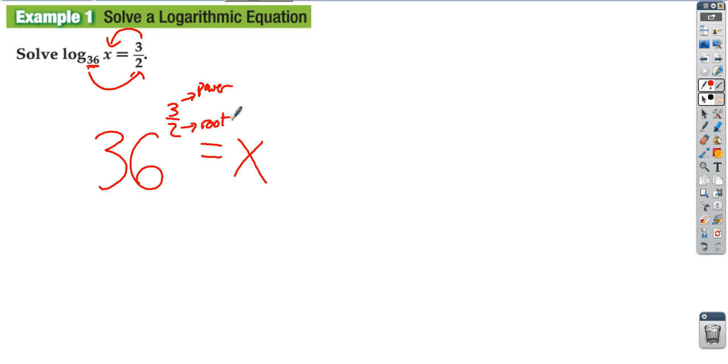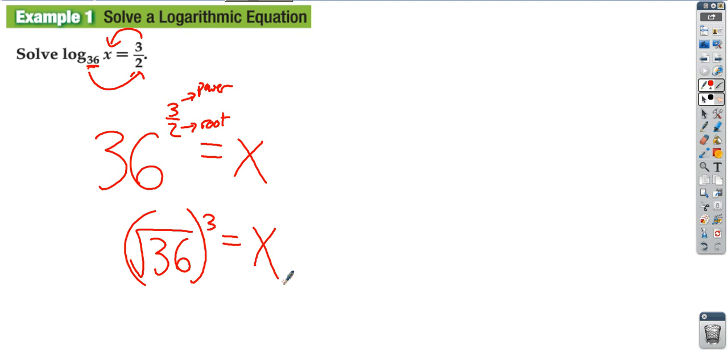Okay, an easy way to remember is the roots of a tree sink into the ground from the bottom, and the root on that fraction is the number that's on the bottom. So that's the same thing as take the square root of 36 and then raise it to the 3rd power. Always easier to take the root first and then later on cube it. The square root of 36 is 6, and 6 to the 3, that's 6 times 6 times 6 is 216. So that is what x equals right there.